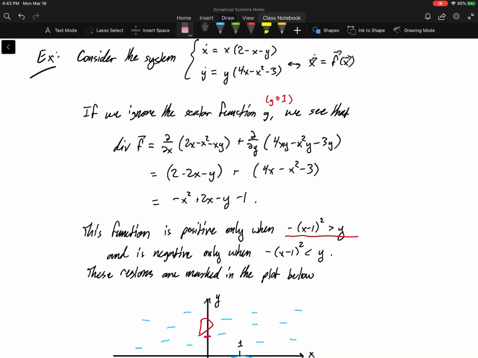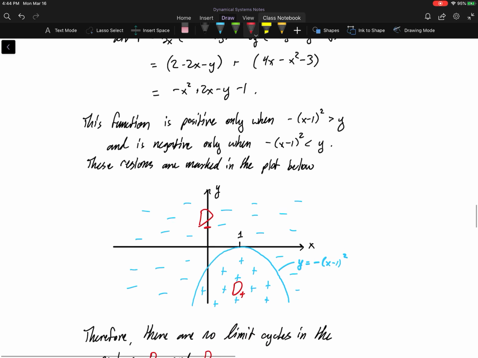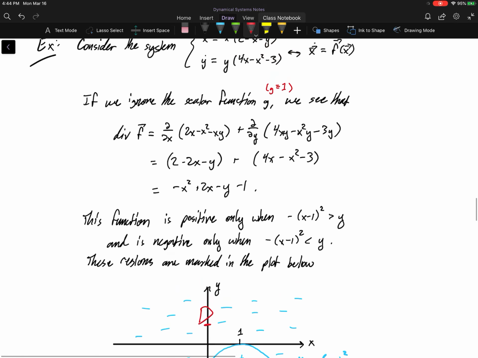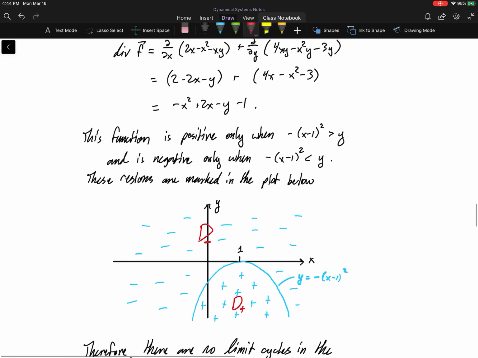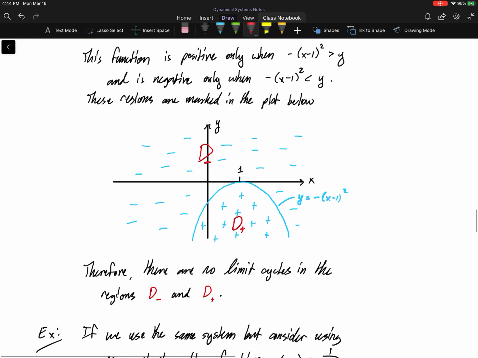So, let's see. This would mean that I could take two different candidate regions for what the domain D looks like. And these regions I've gone ahead and outlined below, right? And these are separated by this parabola y equals minus x minus 1 squared.